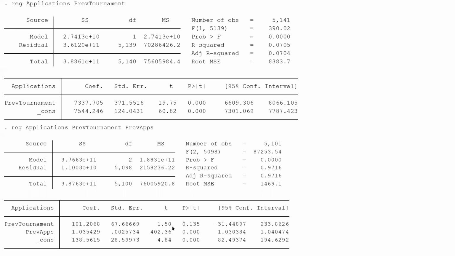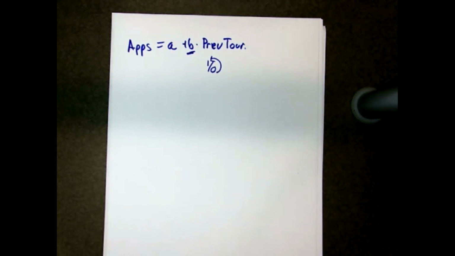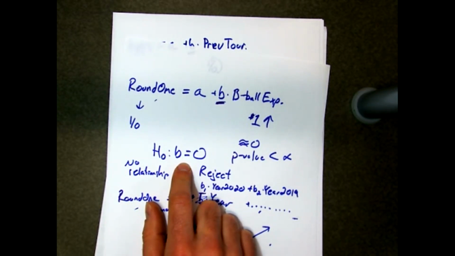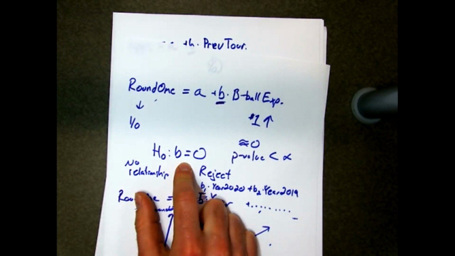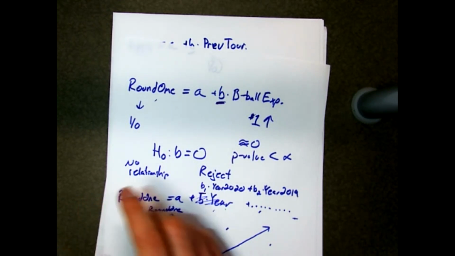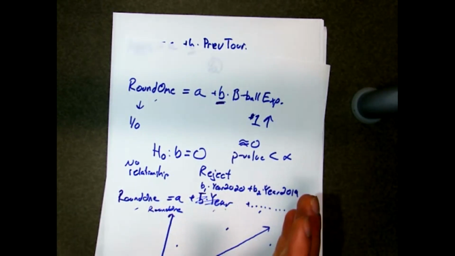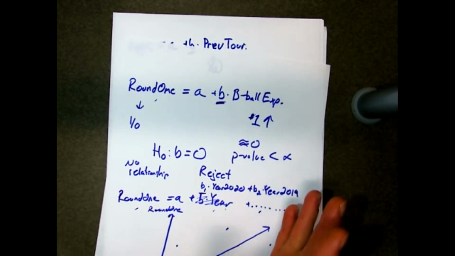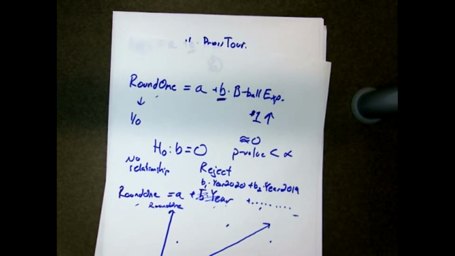Now, it's not quite significant, right? Our p-value is 0.135, so we just barely fail to reject the null. Well, if we fail to reject the null, we can't actually say that there's any significant relationship between previously making the tournament and the number of applications. So, it's not great, right? We can't quite say that with 90, 95, or 99% confidence.